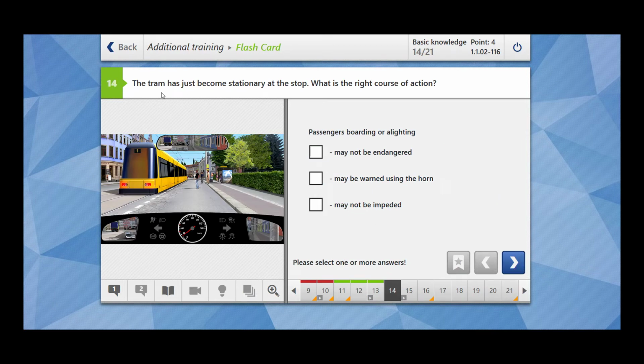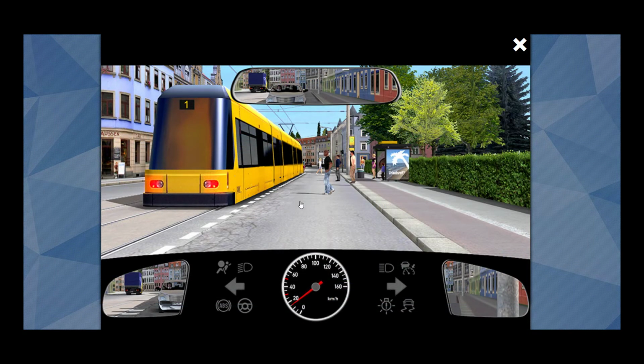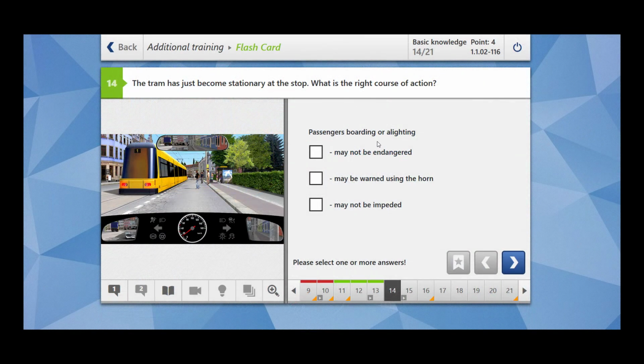Moving towards the next, the tram has just become stationary at the stop. What's the right course of action? So now there is a tram, it has stopped now. And you see the passengers, they want to board the tram. Passengers will be boarding or alighting, may not be endangered.